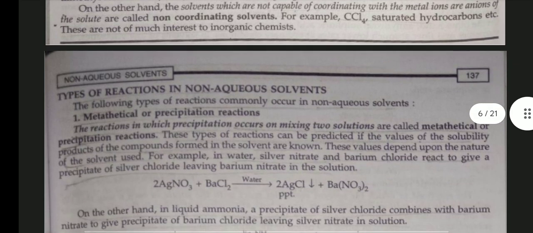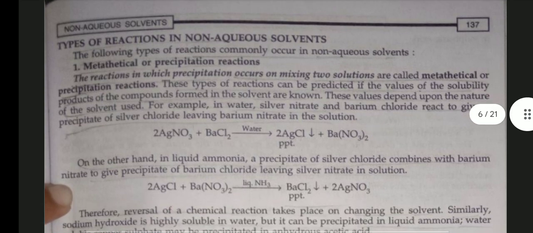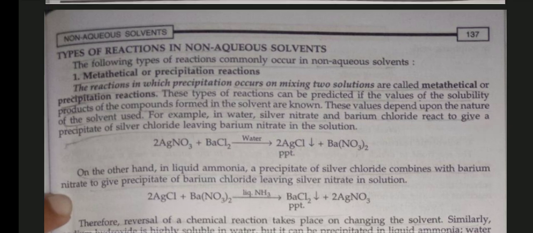Now we will read about the types of reaction in non-aqueous solvents. The following types of reaction commonly occur in non-aqueous solvents. Metathetical or precipitation reactions. The reactions in which precipitation occurs on mixing two solutions are called metathetical or precipitation reactions. These types of reaction can be predicted if the values of the solubility products of compounds formed in the solvent are known. These values depend upon the nature of the solvent used.